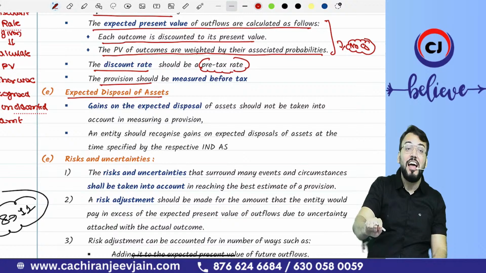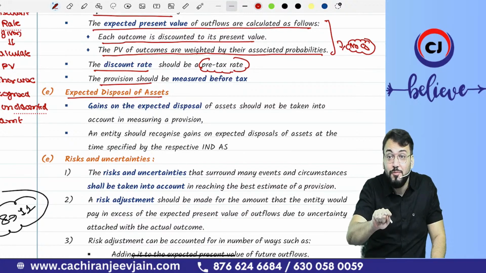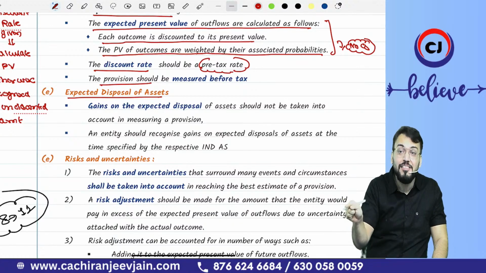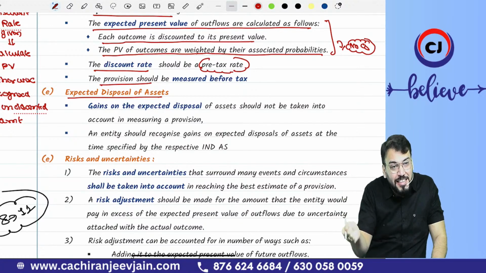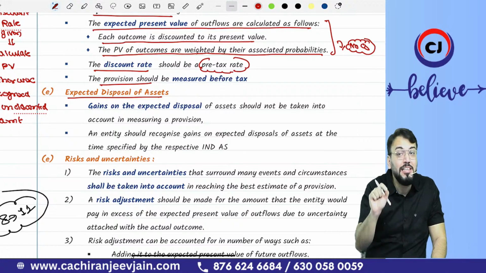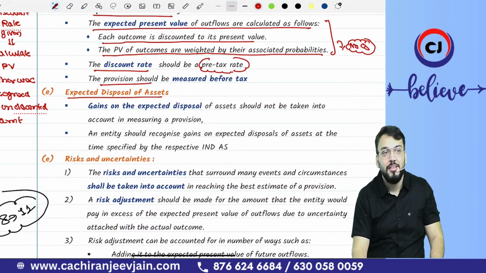Correct. Now the question is whether we should create the provision for expected repair net of gain on expected sale, or it should not be net of it. What do you think? Apply common sense.